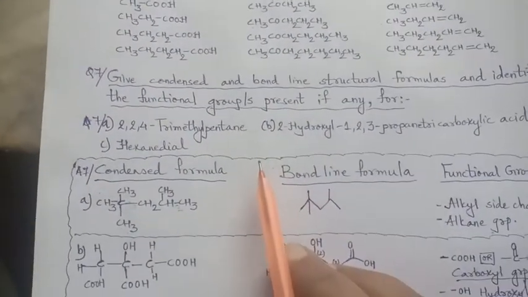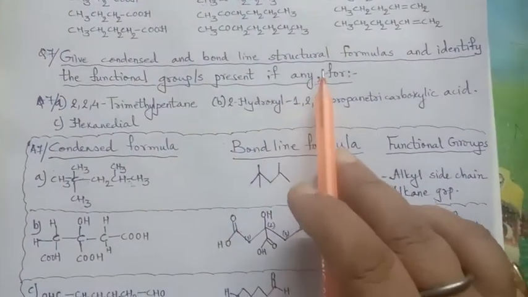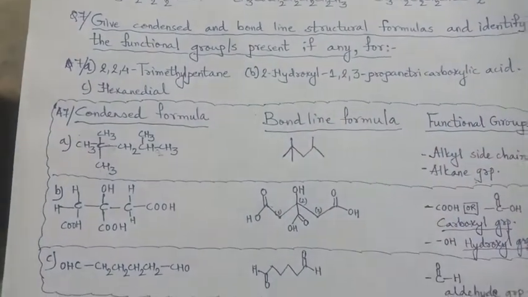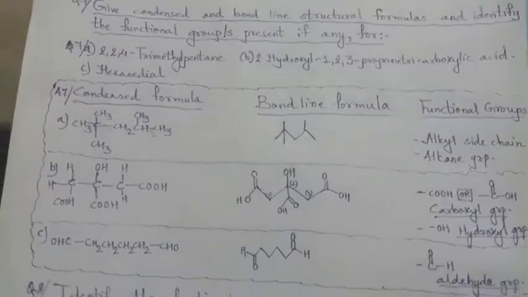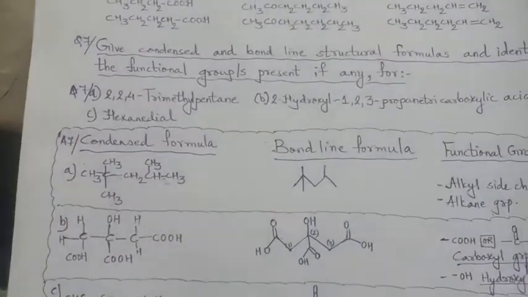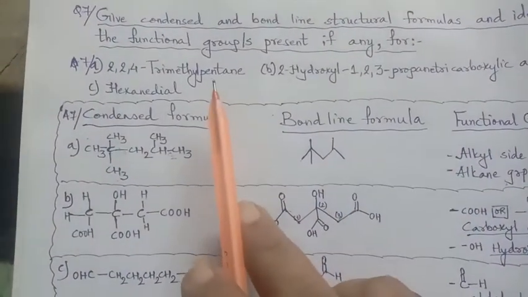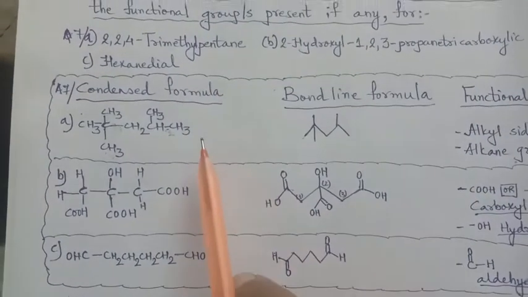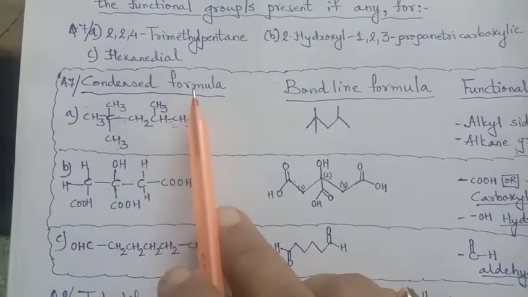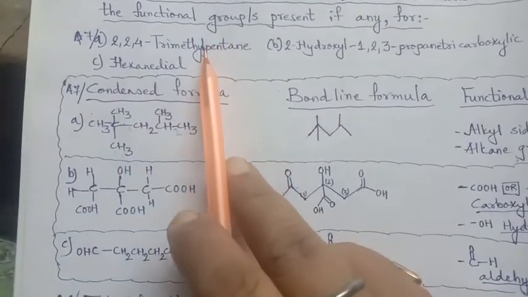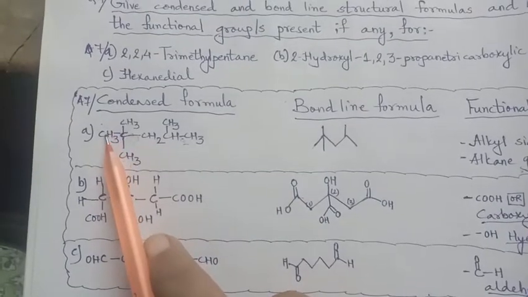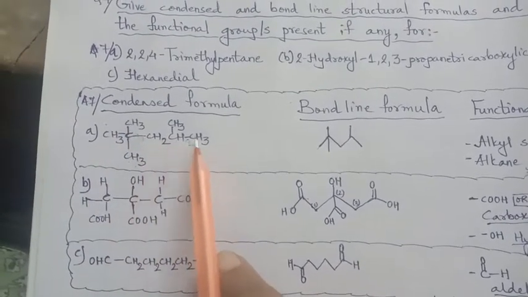The next question is, give condensed and bond line structure formulas and identify the functional group or groups present if any. So here the first is 2,2,4-trimethylpentane. So we are supposed to write condensed formula first. So what is the main root? Parent chain is pentane. So let us take first 5 carbon, 1, 2, 3, 4, 5.